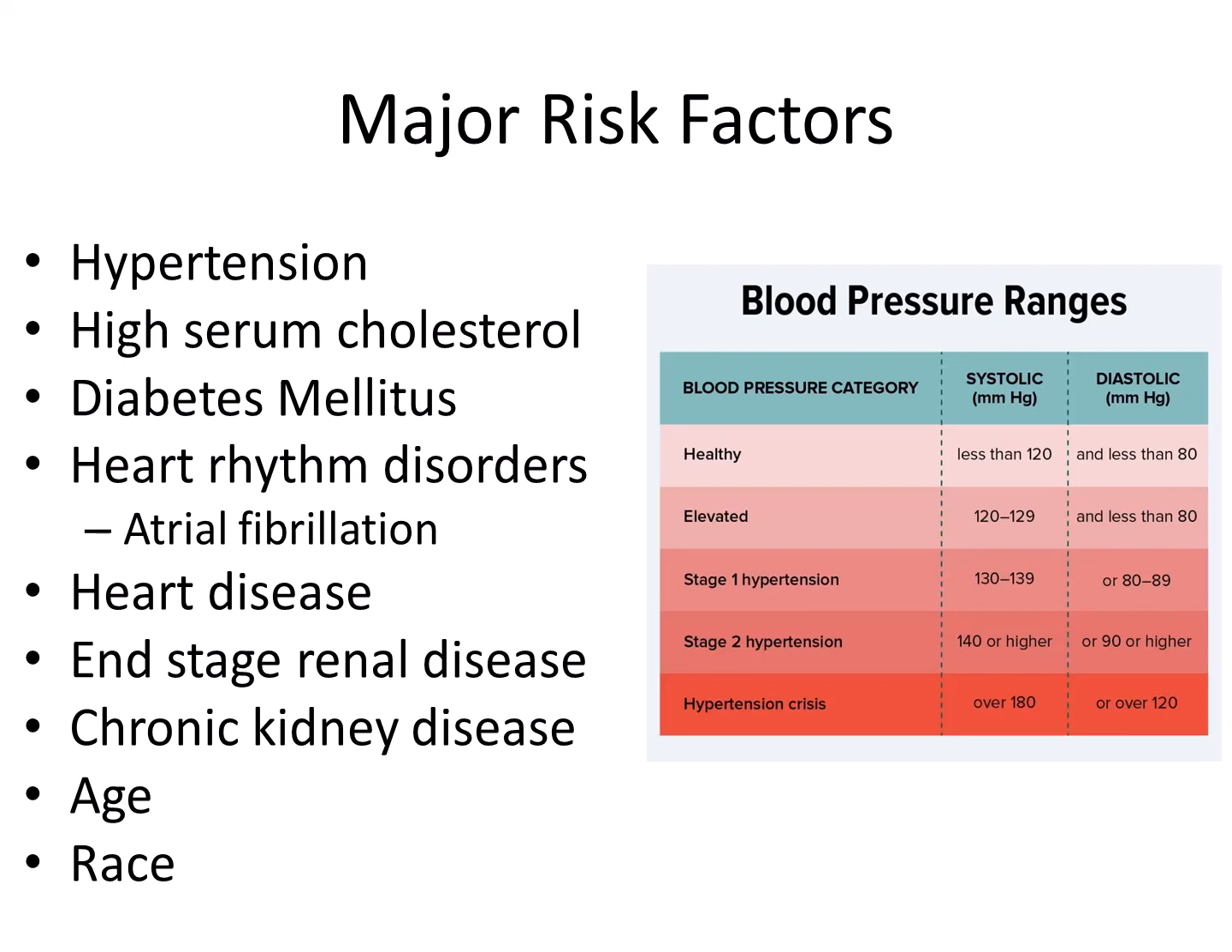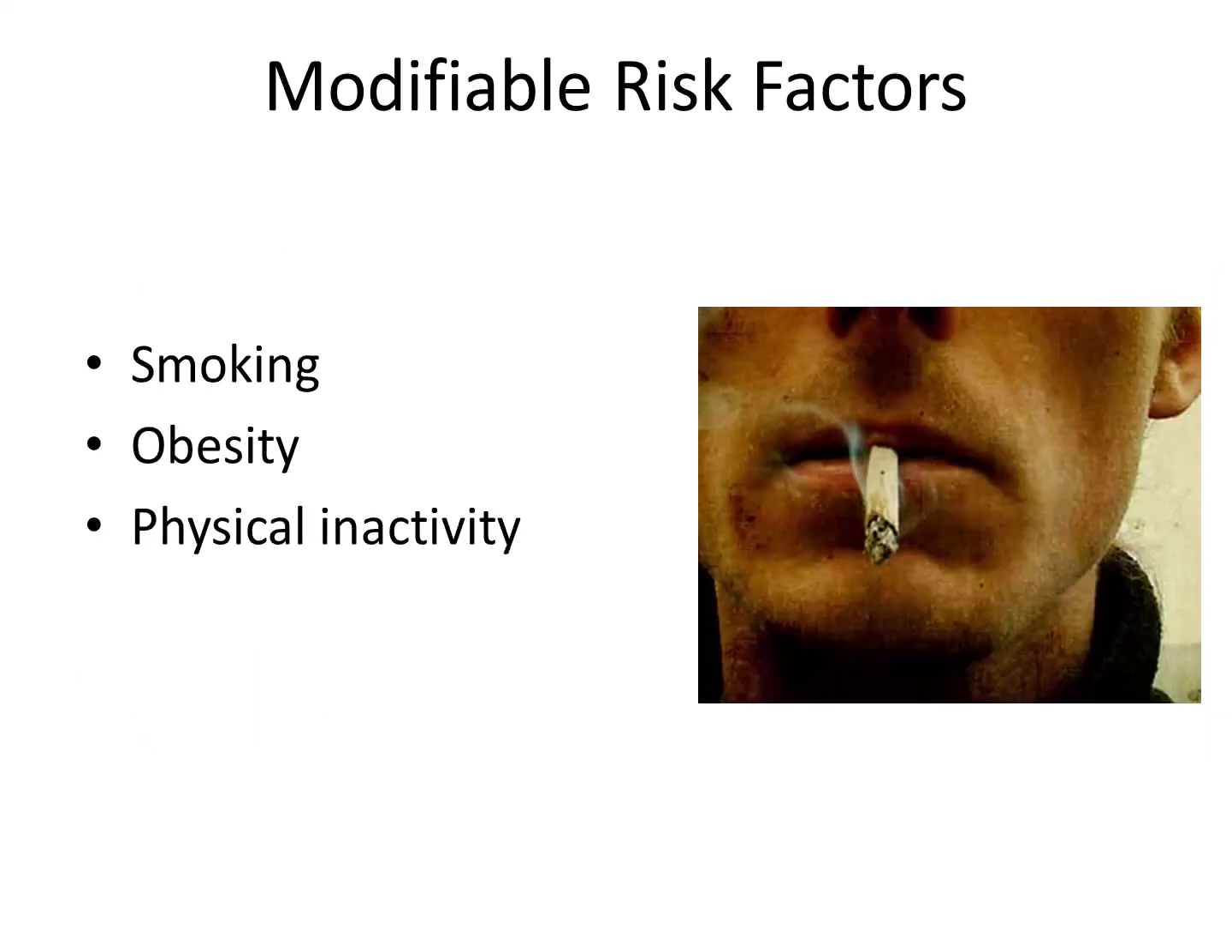Major risk factors for stroke are shown on this slide. Essentially hypertension, high cholesterol levels, diabetes, type 1 or type 2, and heart rhythm disorders, especially atrial fibrillation. Having AFib puts a person at a higher risk for stroke. Also any kind of heart disease, end-stage renal or chronic kidney disease, as well as age, as I've demonstrated in previous slides, and race. You should also be aware that there are a few modifiable risk factors for stroke, and these include smoking, obesity, as well as physical activity.